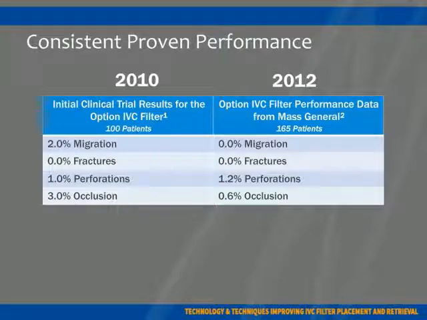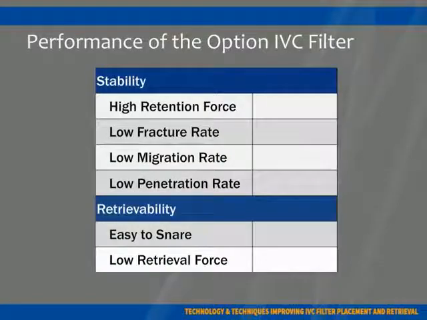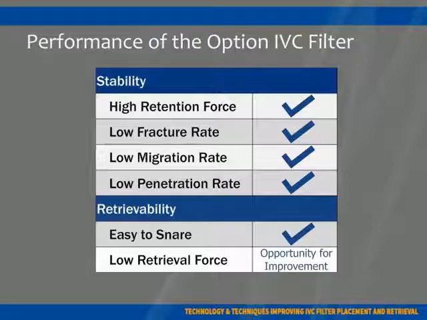So 2010 to 2012, you can see between these two studies, in the first 100 and then 2 years later, really good data when you look at it. And the big thing is that IVC occlusion was really minimal in the study of 165 patients. And it was 3% in the original trial, which was right in line with what other filters report, so certainly not a particular problem. So when we look at the retrieval force, we have great retention force, great fracture rates, great migration rates, low penetration rates, but the retrieval force is thought to be an opportunity for improvement. So what happens with that?